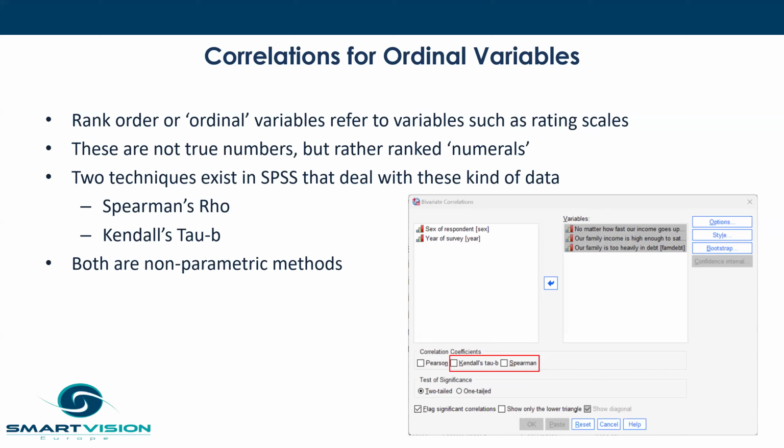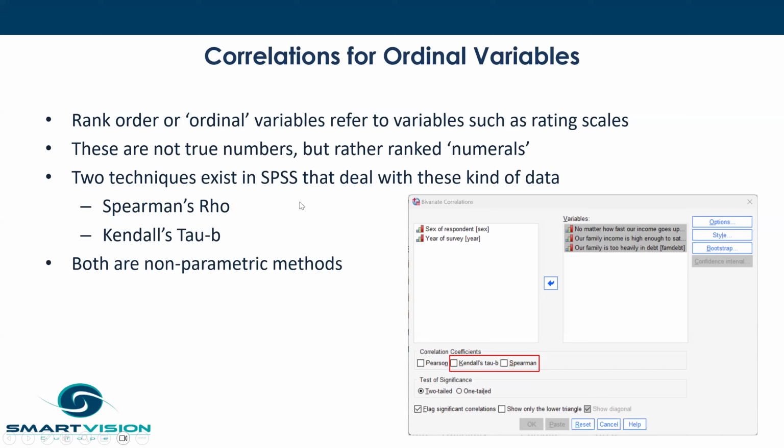The difference between being very satisfied and satisfied is not the same as the difference between being slightly satisfied and satisfied. Just because you put a number on it doesn't make it a real number. Three doesn't mean three things. It just means first, second, third kind of thing. And those are numerals. And two techniques exist in SPSS that deal with these kinds of data: Spearman's rho and Kendall's tau b.